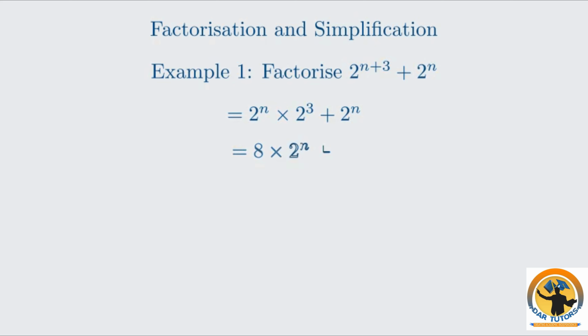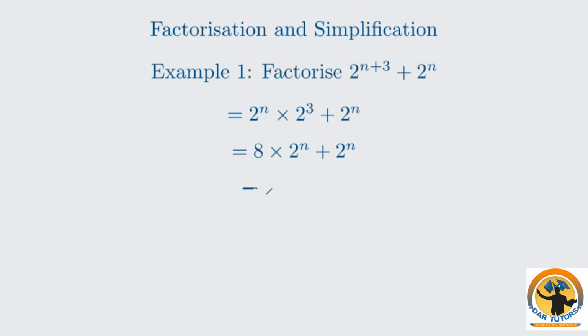This involves finding common factors or recognizing special forms. Let's start with an example of finding a common factor. We need to factorize the expression 2 to the power of n plus 3 plus 2 to the power of n. First, we can use the multiplication law in reverse to split the first term. 2 to the power of n plus 3 is the same as 2 to the power of n times 2 cubed. Now we have 2 to the power of n times 8 plus 2 to the power of n.